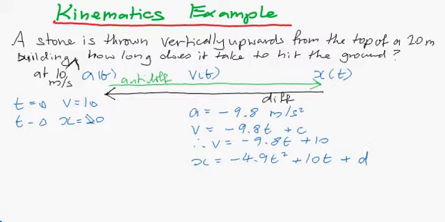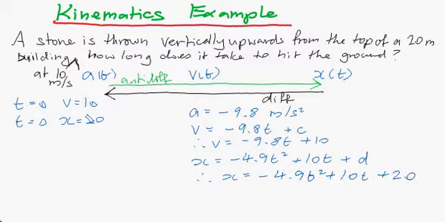Alright, what do we know about d? We know that at t equals 0, x equals 20. Yeah? So plug that in. At t equals 0, x equals 20. So d is equal to 20. X equals negative 4.9t squared plus 10t plus 20.